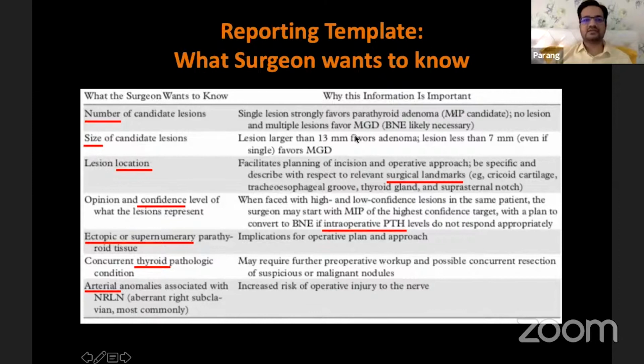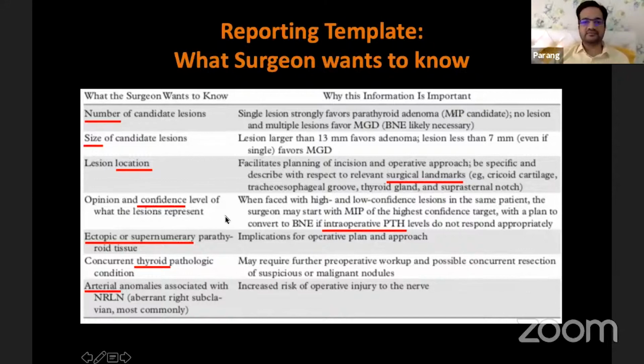The size of the lesion matters, because with a smaller lesion, even if we don't find an additional lesion, there is a high chance of multiglandular disease. So a small single lesion should always alert you to look for many more, if there is any more lesion. Lesion location has to be described with respect to surgical landmarks, because usually radiologists try to give it with the vertebral level, C7, T1, etc. That is not the surgical landmark which the surgeon is going to see intraoperatively. So we try to describe the lesions with respect to surgical landmarks like cricoid cartilage, tracheoesophageal groove, the thyroid gland itself, and the suprasternal notch, which can be easily correlated intraoperatively.